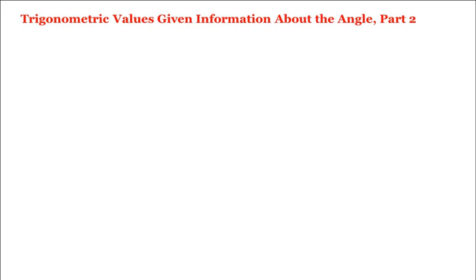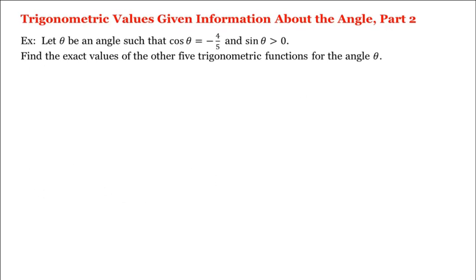Let's find trigonometric values given information about the angle. For example, let theta be an angle such that cosine of theta is equal to negative 4 divided by 5, and sine of theta is greater than 0. Let's find the exact values of the other 5 trigonometric functions.